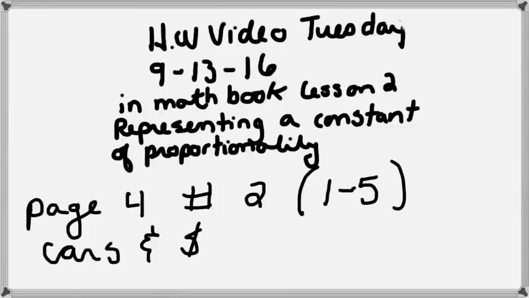This is the homework video for Tuesday 9/13/16. It's in your math book towards the front. You need to make sure that you're looking at lesson or investigation 2. The top of the page on lesson 2 or investigation 2 says representing a constant of proportionality. So if you see this title, you know that you're in the general right place. And then you should be on page 4.